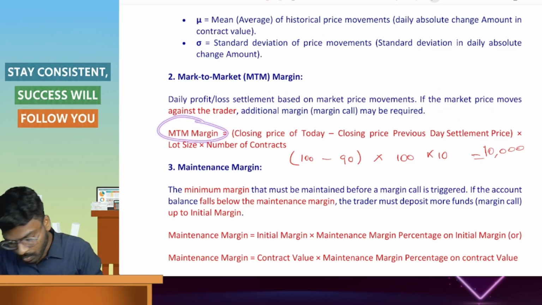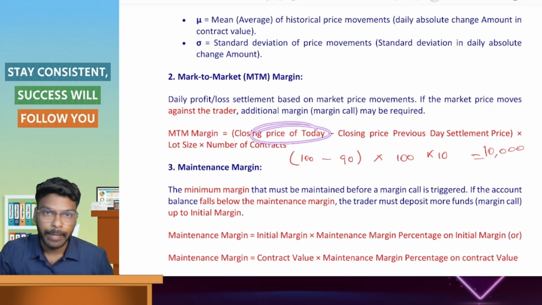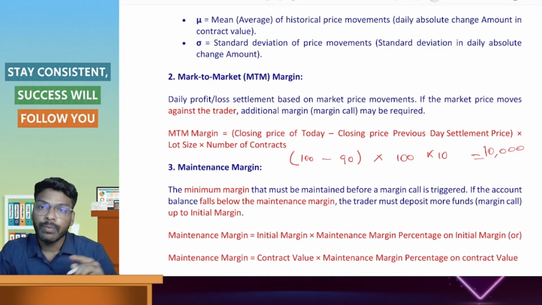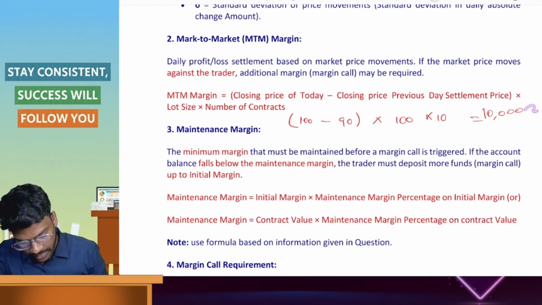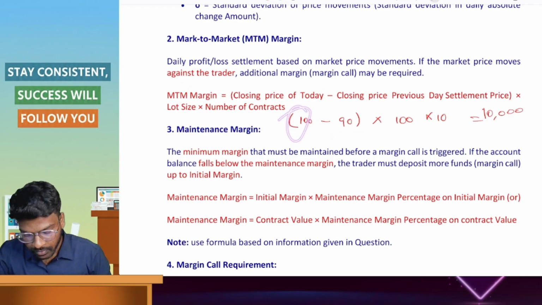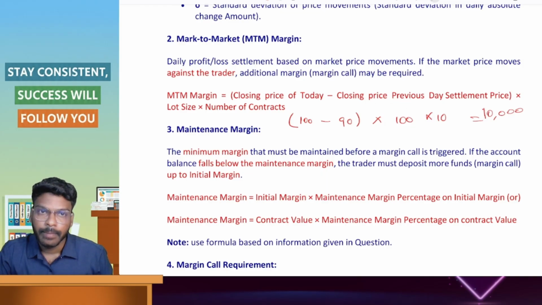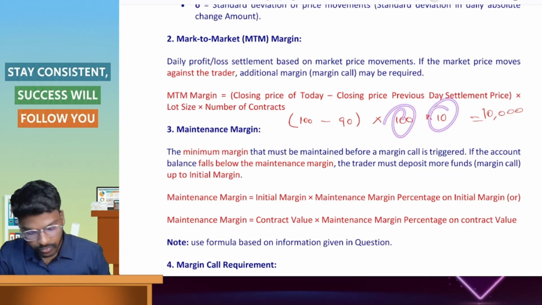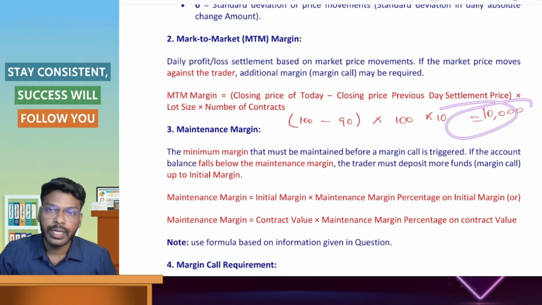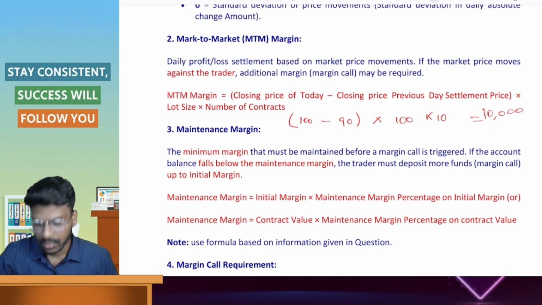So it will be calculated using mark to market margin, equal to closing price of today minus closing price of previous day, that is settlement price. Closing price of today minus previous day closing price, into lot size, into number of contracts will give you the total margin amount. If closing price of today is 100, closing price of previous day is 90, multiplied with lot size 100 shares into number of contracts 10, then it will give you 10,000 as a gain.